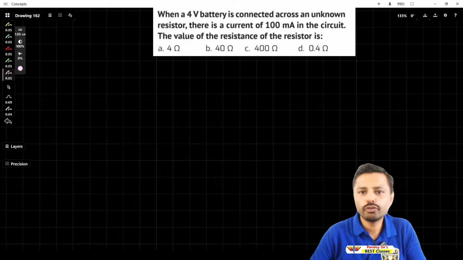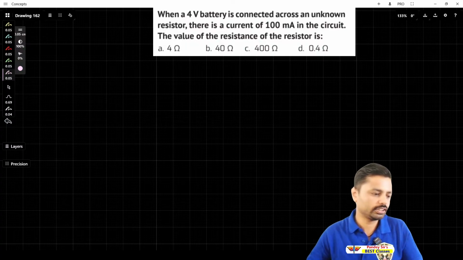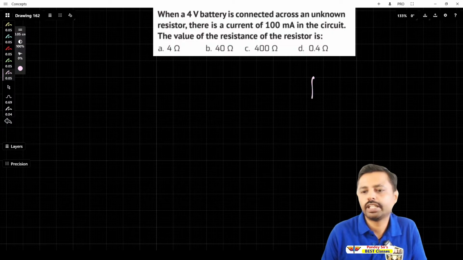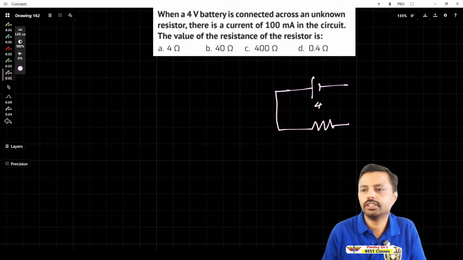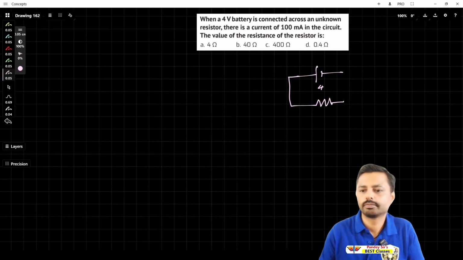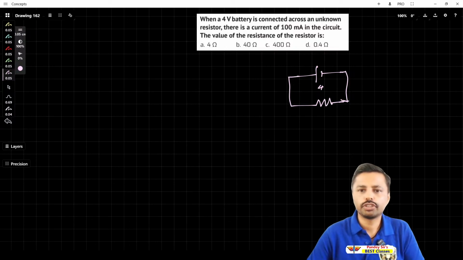Now, when a 4-volt battery is connected across an unknown resistor, let's have a battery. Let's call it 4 volt. Let's connect it to a resistor and let's say current is flowing. We need the value of the resistance of the resistor.